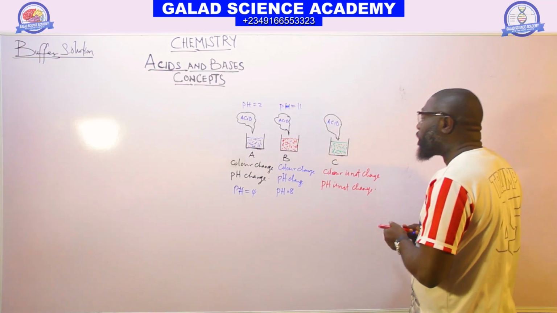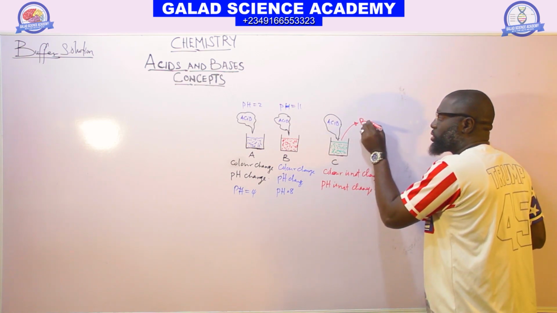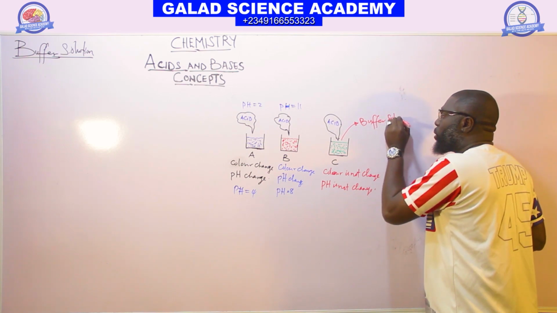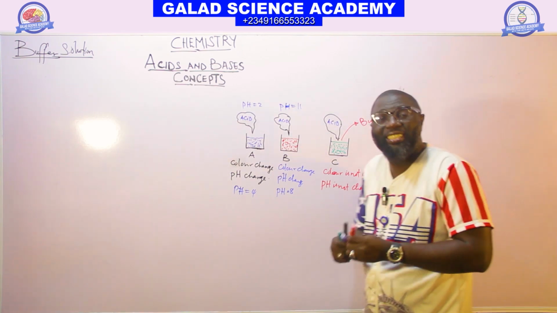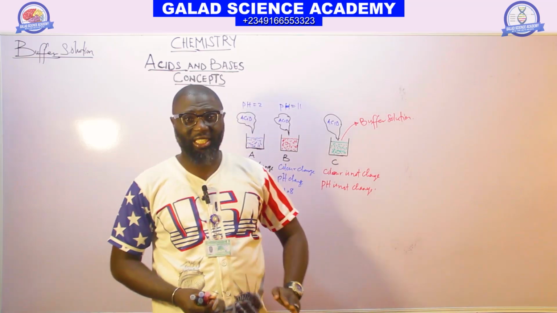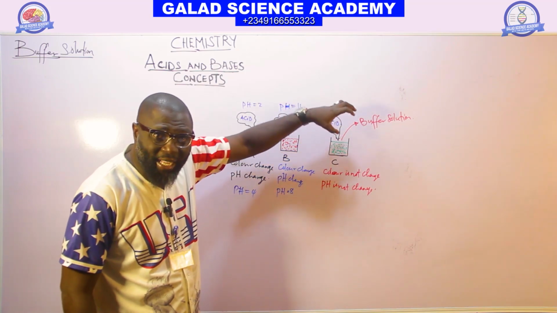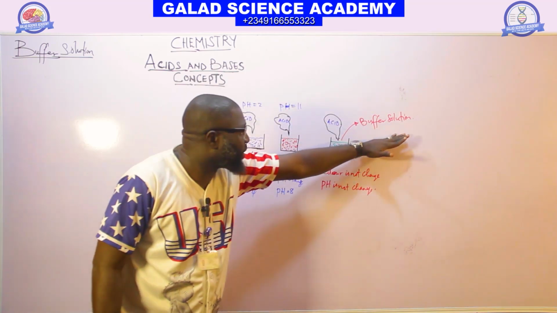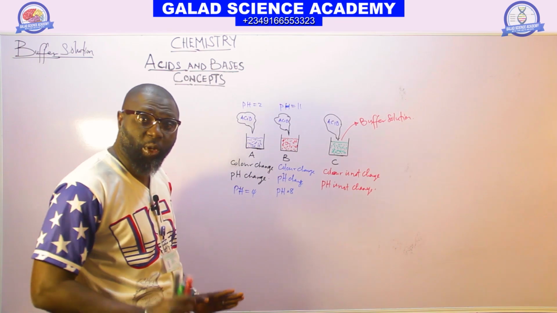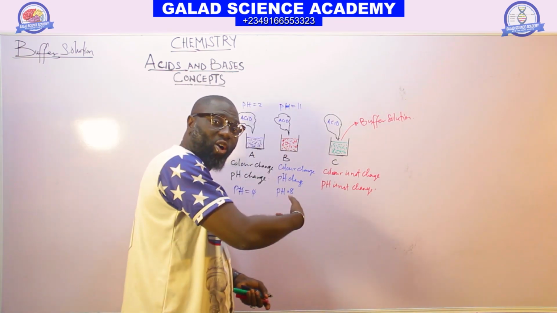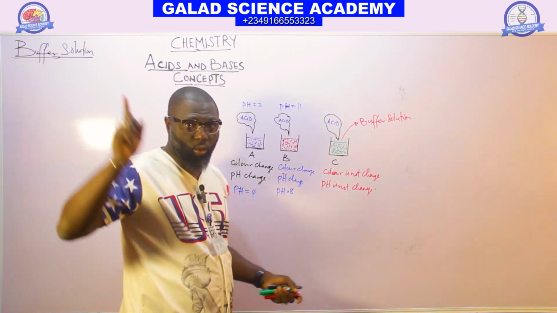And therefore, this C is called buffer solution. What is buffer solution? It's any solution that resists the change in pH or color when small acid or base is being added to it. It is called buffer solution. So this solution A and solution B, they are not buffer, because in the presence of acid they change their color and they also change their pH. So buffer solution now.